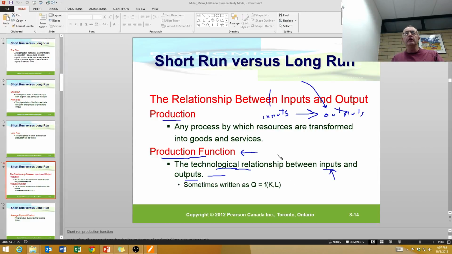Or in the long run, companies can increase the size of their physical capacity. They can buy additional buildings, they can build additional buildings, they can buy additional equipment, they can manufacture additional equipment. And in the long run, the productive capacity of the operation can increase. Okay, let's just move on.